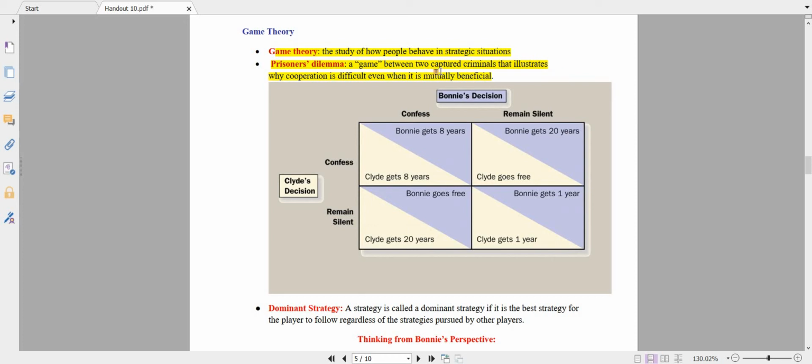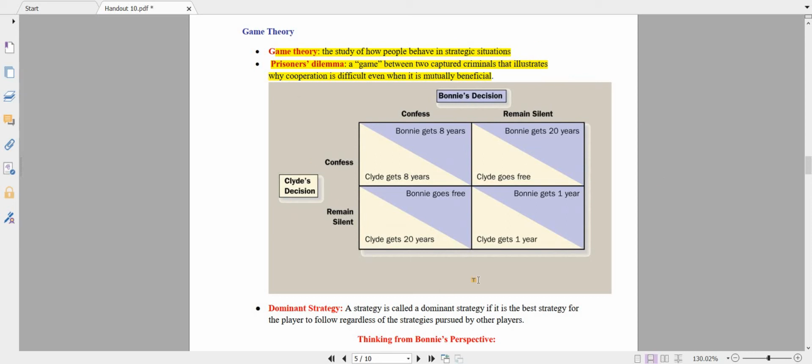This is a game between two captured criminals that illustrates why cooperation is difficult even when it is mutually beneficial. The idea behind the prisoner's dilemma is that, let's suppose that two criminals, Bonnie and Clyde, have been arrested for robbery and now they're being interrogated in different rooms. Again, we have two players, so this can be referred to as a duopoly.